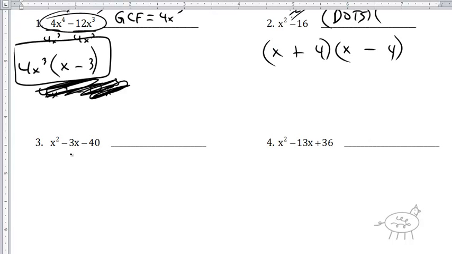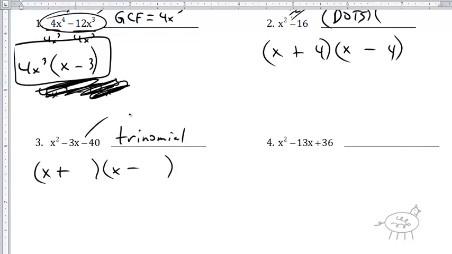Number 3. This is a trinomial. There's no greatest common factor, so this is a trinomial. That means you're going to put 2 parentheses out there. Let's put our signs there. This is always x and x for what we're learning now. And then it's plus and minus, because this is minus, so it has to multiply to give you a negative.